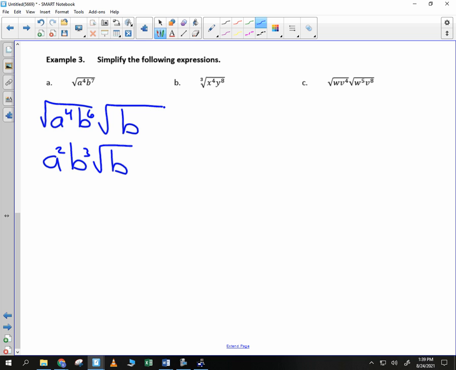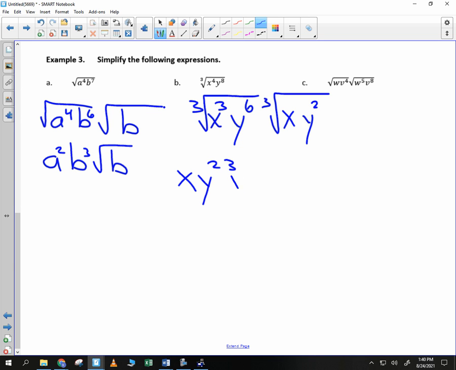Are either of those perfect cubes? They are not. What is a perfect cube that you can extract? Good, x cubed, which means I put an x over here. Is y to the eighth a perfect cube? Is y to the seventh? Is y to the sixth? Y to the sixth is my perfect cube. Y squared over here. 8 is a perfect cube if it was a coefficient, but as an exponent, it's not. It would need to be divisible by 3. So notice as we take this cube root, we get x y squared times the cube root of x y squared.